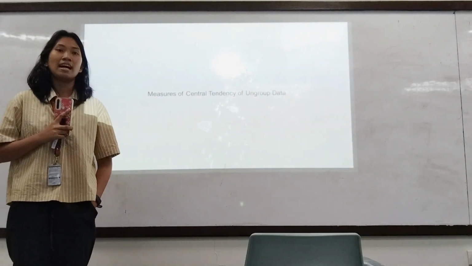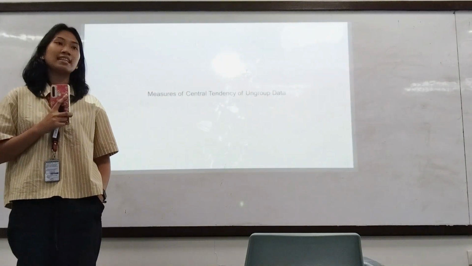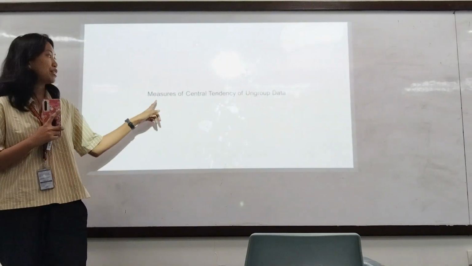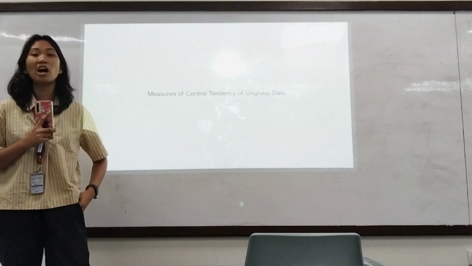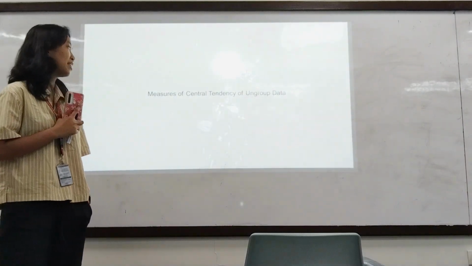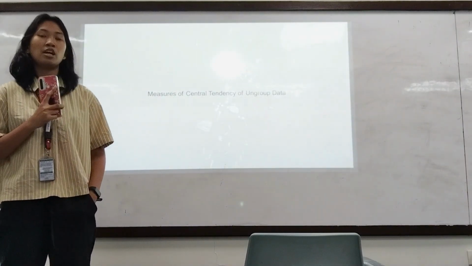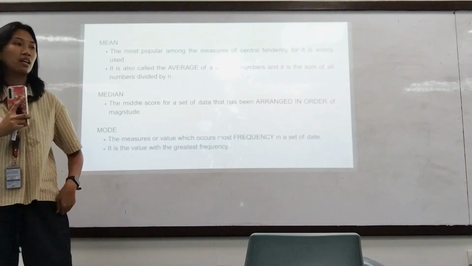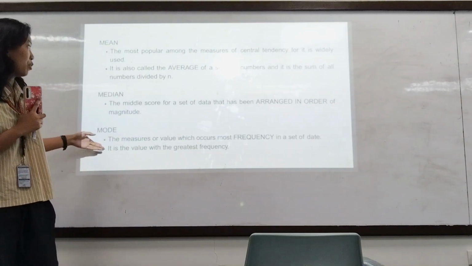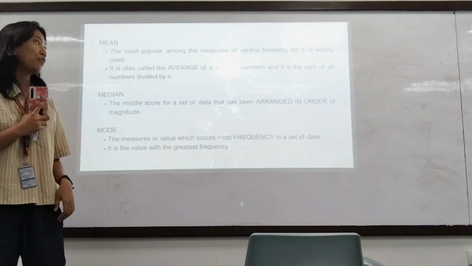Any measure indicating the center of a set of data is called a measure of central tendency. Now, how you will get the measure of central tendency of ungrouped data is by using the mean, the median, and the mode. So what are the definitions of these three?